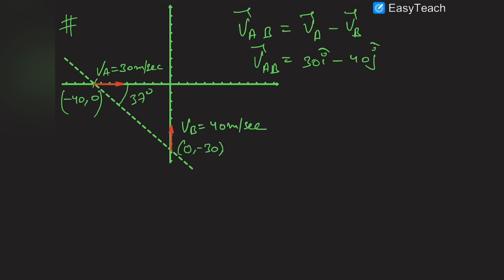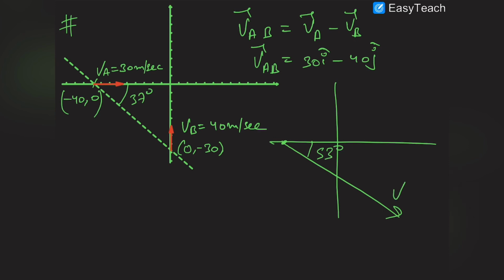Now you can see that this vector VAB is pointing towards the fourth quadrant, and it is making an angle of 53 degrees with the x-axis. You can see that because its y component is 40 j cap and its x component is 30 i cap. Okay, so this angle is 53, which means that if we draw this vector, then VAB would be like that.